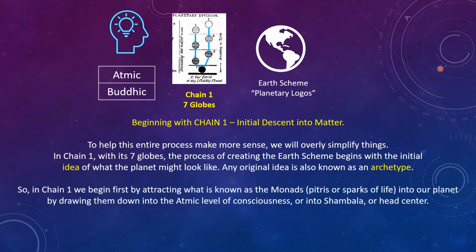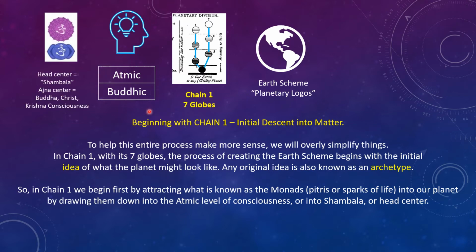So in chain 1, we begin by first attracting what is known as the monads or the pitris or the sparks of life into our planet by drawing them down into what's known as the atmic level of consciousness or into the head center or Shambhala. So this is where Shambhala is being created inside of our Earth scheme or planetary logos in chain 1.